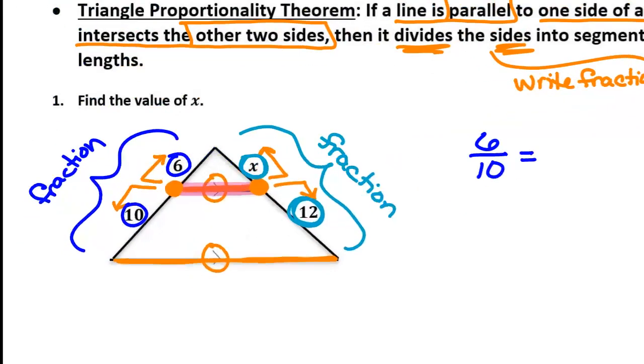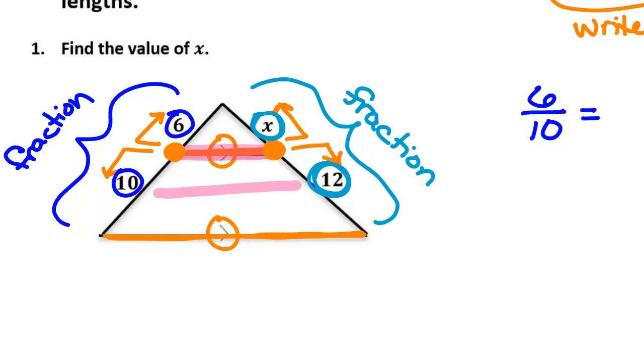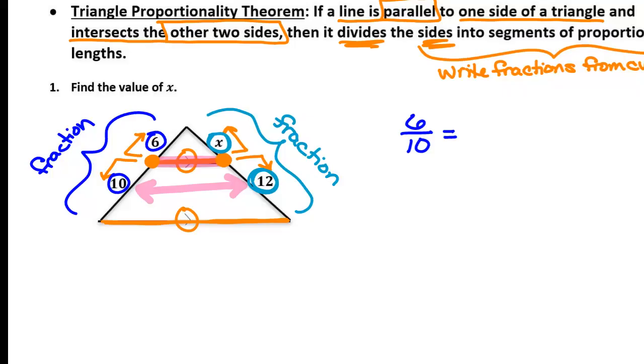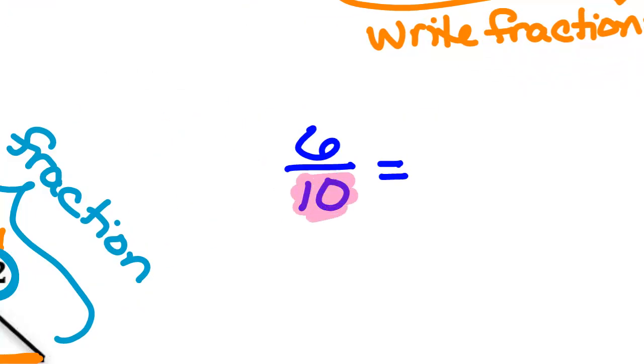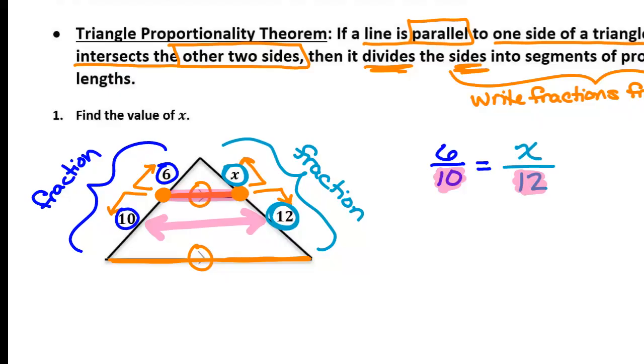I have to make sure to match up the corresponding pieces. 10 and 12 are corresponding here. Since the 10 went in my denominator here, the 12 has to go in the denominator of my other fraction. So I would have x over 12. So far, so good? All right.